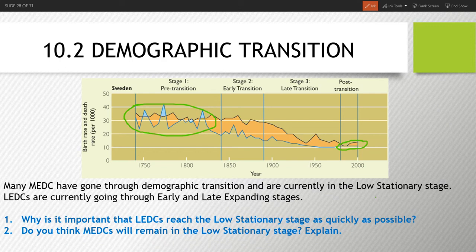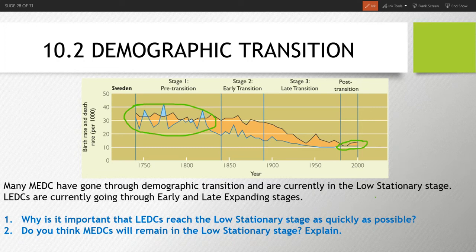Then, as we move into stage two, control of disease and new sanitation starts to decrease the death rate, but the birth rate still remains high because the basic economy and family structure and social structure still exists. So you get an increase in population as a result of low deaths and birth rates remaining high.